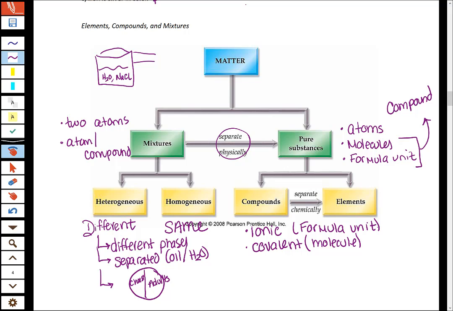Elements are things that are on the periodic table, and elements, their smallest component are atoms. So let's see if we have some questions here on the next page.